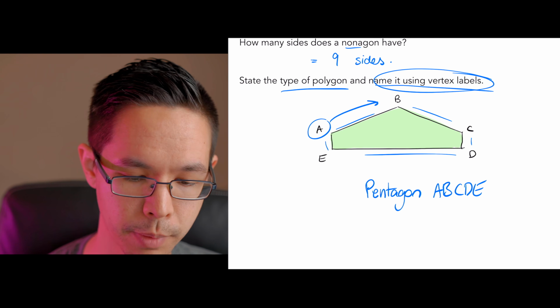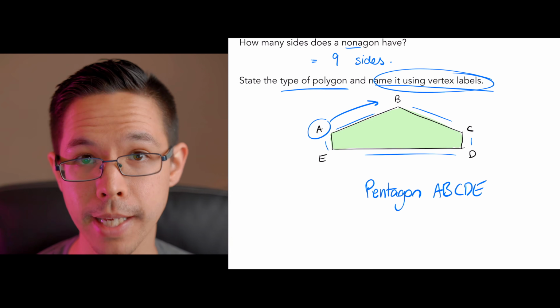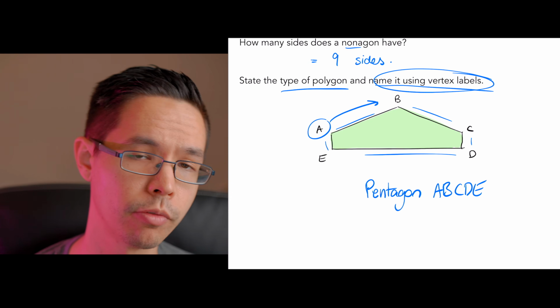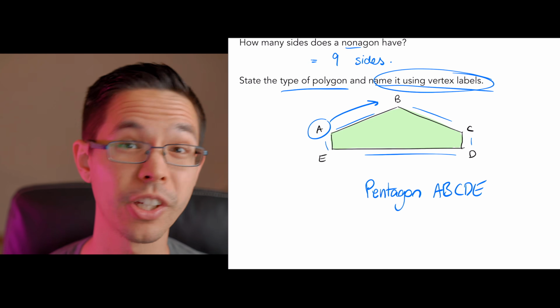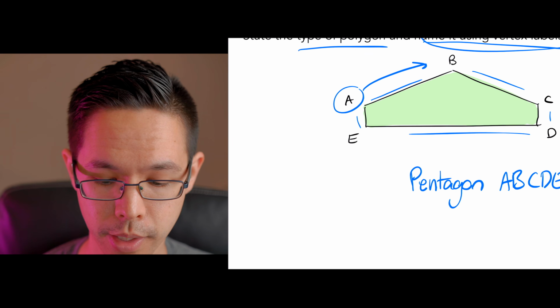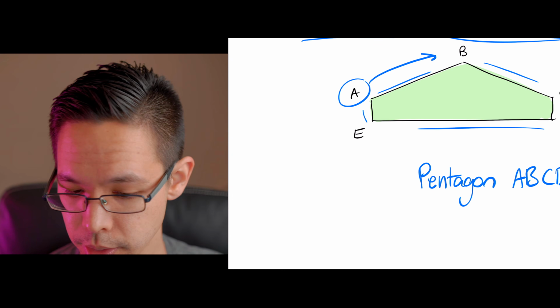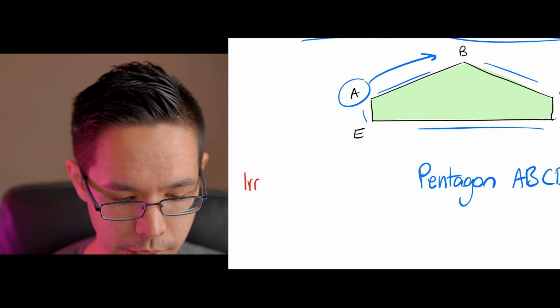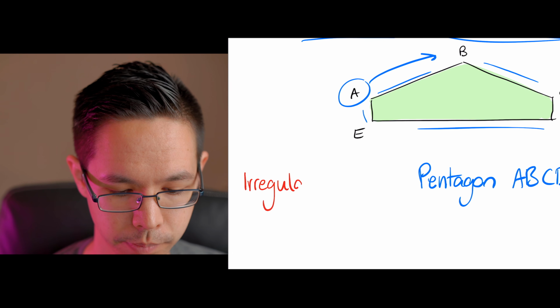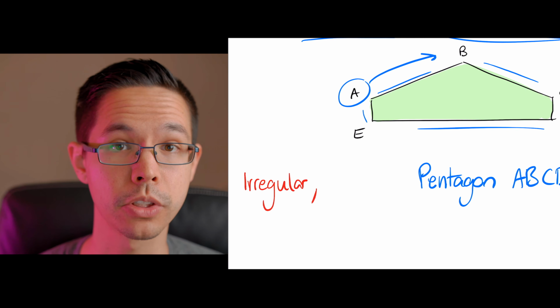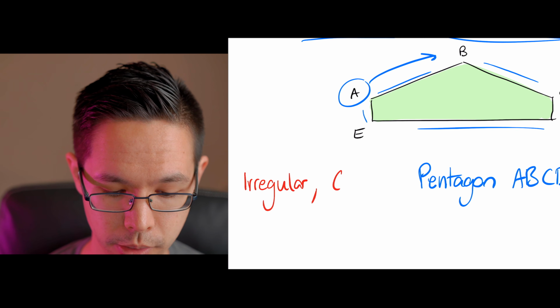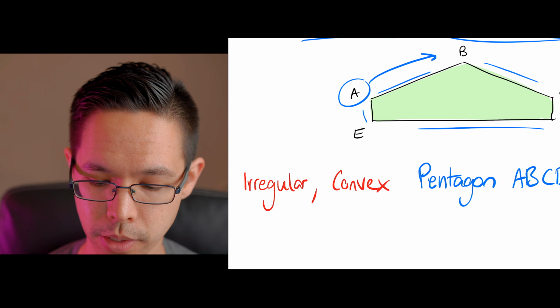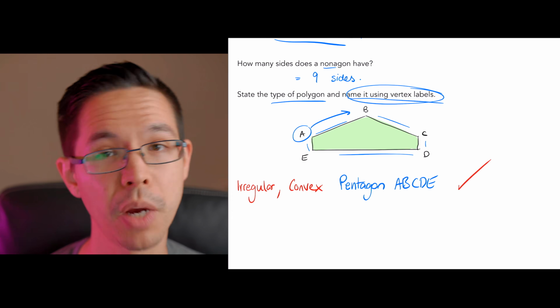Now, the type of polygon is a little bit vague, so it could be asking us, is it convex, is it regular? So we may as well just throw that in as extra. It doesn't hurt. So I would say it is irregular because not all the lengths are the same. So irregular, it's convex because all of my vertices are pointing outwards. So convex pentagon A, B, C, D, E. So that's how I would choose to name it.